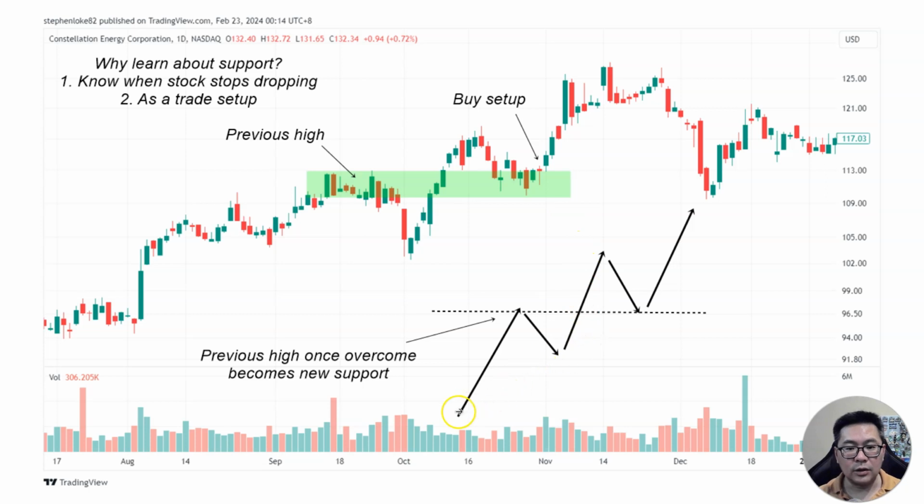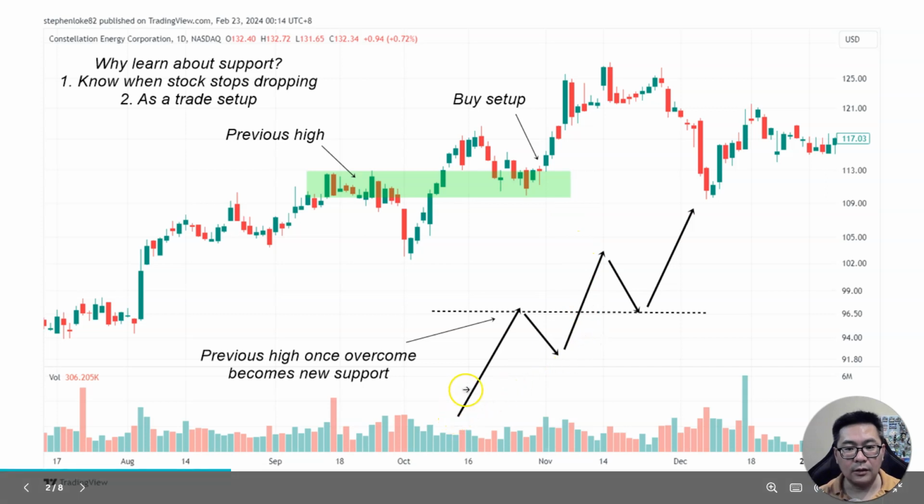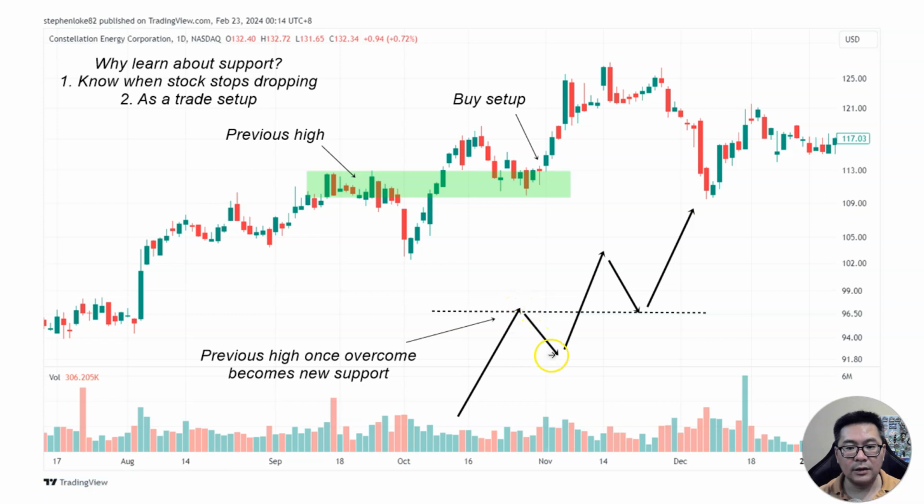Now imagine the stock moving from here, going up, and then it corrects, and then this time it moves above this previous high here, and then it drops here. And then at this previous high area, it finds support, and then it moves higher again.